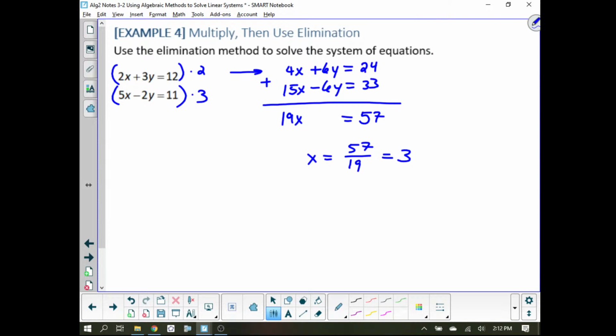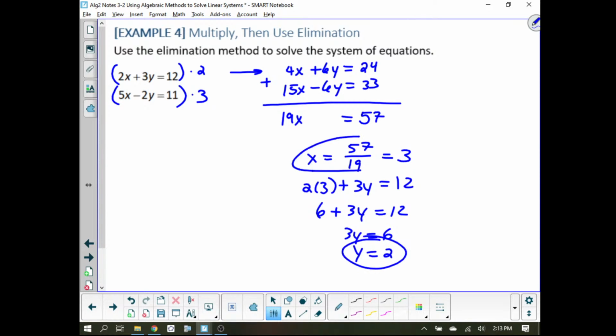And then to get the y, plug it back in. Top or bottom, it doesn't matter. I'll go with the top again. So that's going to be 2 times 3 plus 3y equals 12. 6 plus 3y equals 12. Subtract the 6 over, 3y equals 6, so y comes out to 2. And I did something wrong. Oh no, sorry, that was the previous problem. That's right, yes. So 3, 2 is the solution.